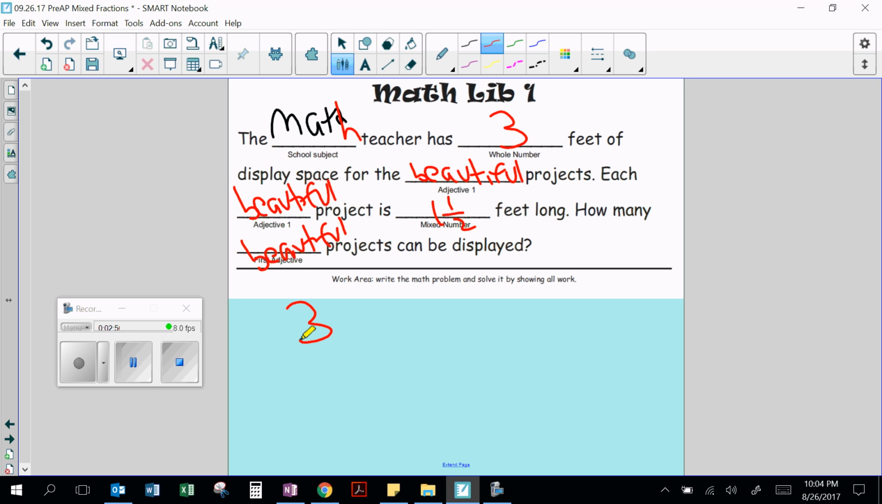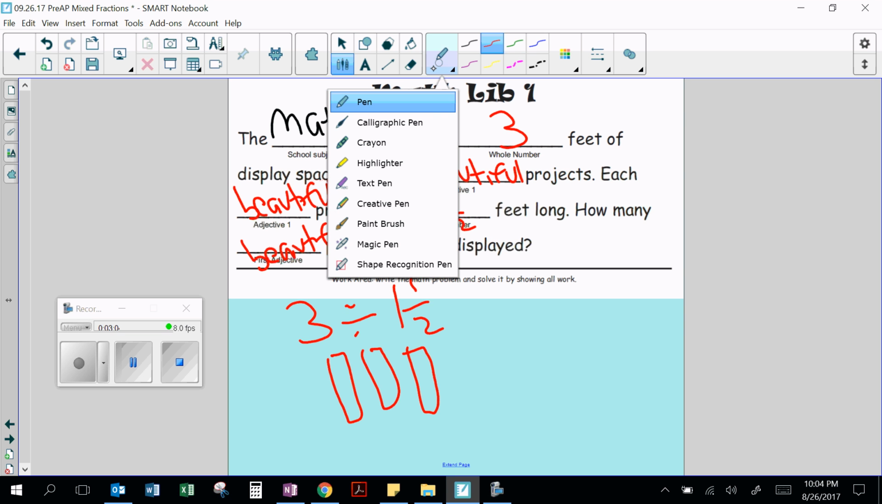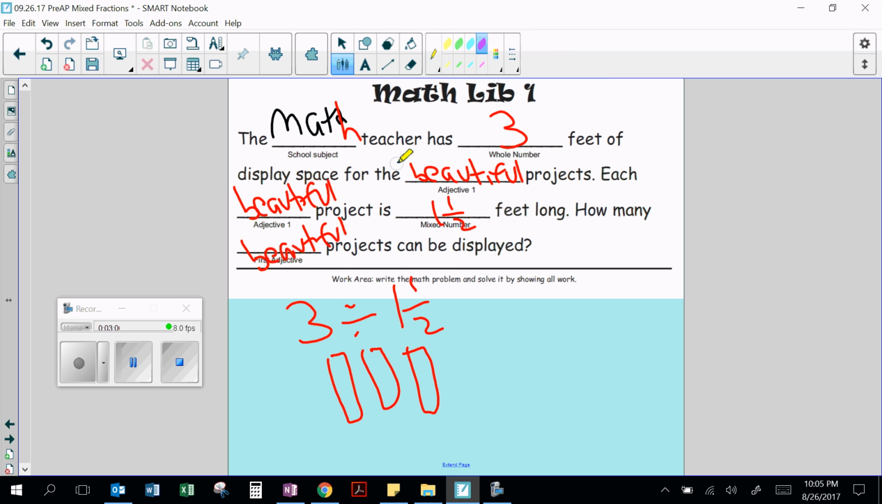So we started with the original number of 3 feet of display space. 1 foot, 2 feet, 3 feet. Each project is 1.5 feet long. So I need to divide this. How many groups of 1 1/2 will you have here? One group of 1 1/2. Two groups of 1 1/2. So the answer will be 2.